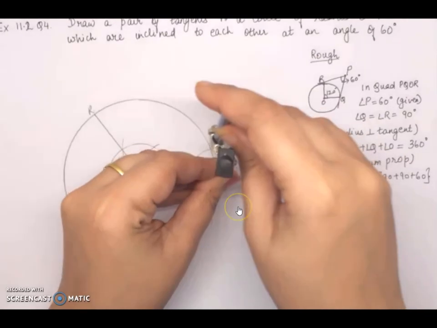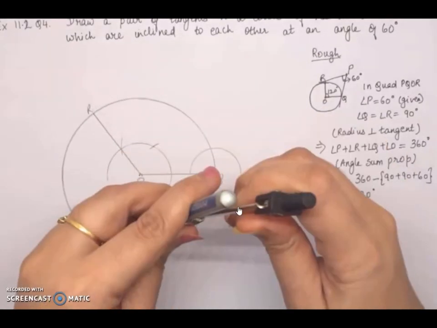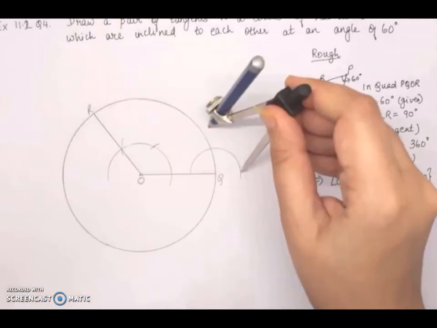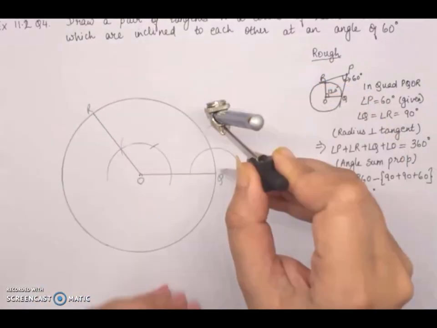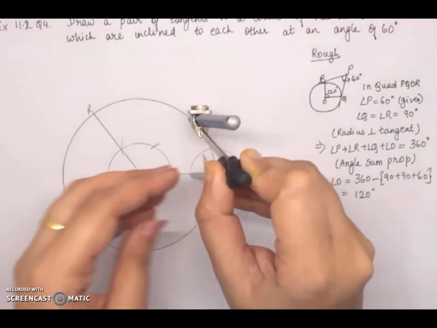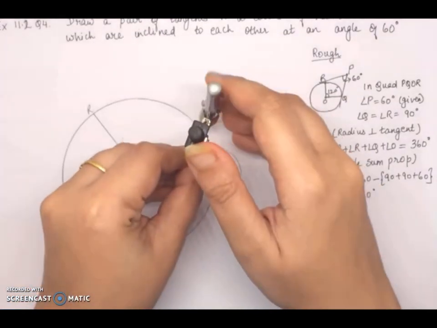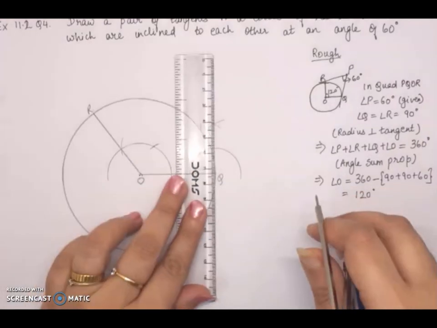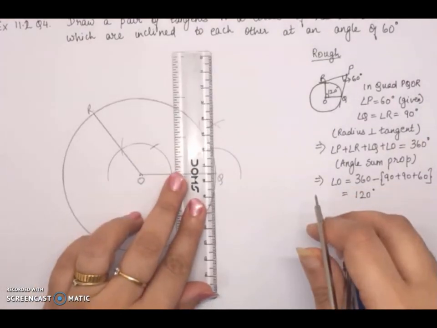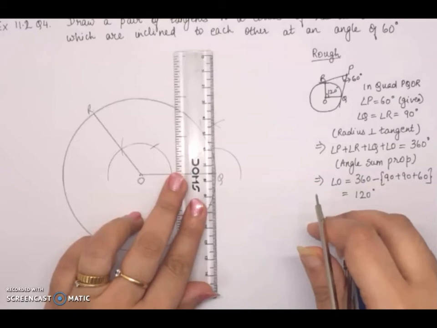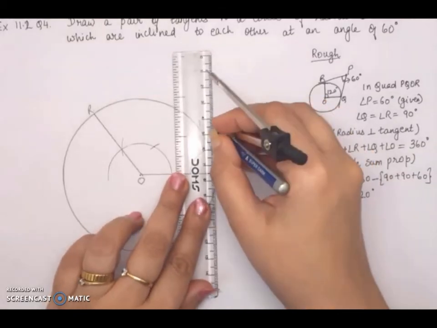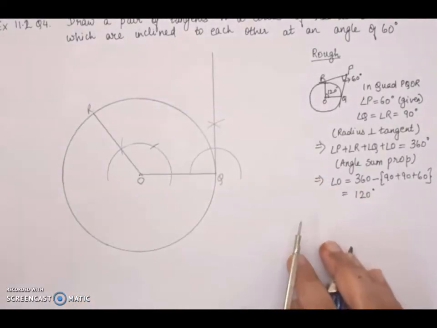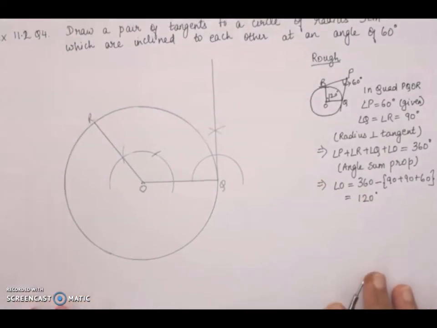Now I will be making a 90 degree angle at the point Q, because I know the radius and tangent are perpendicular. So I am making a perpendicular at the point Q to obtain my first tangent. This is the 90 degree angle that I have constructed at the point Q. So this is my first tangent that I obtain, which is going perpendicular to OQ.